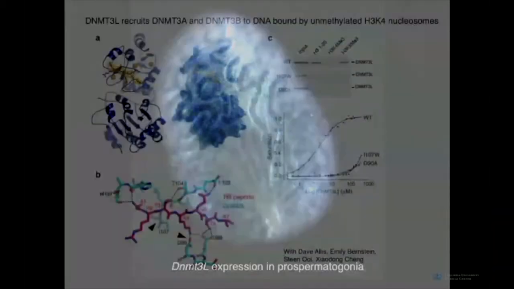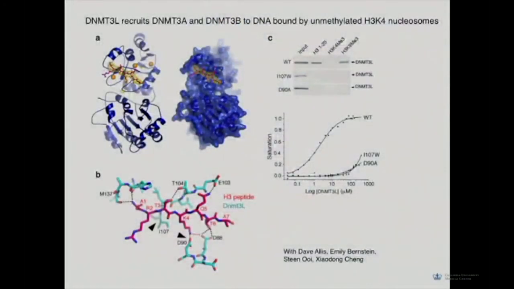And in collaboration with Dave Allis and Jiadong Cheng, we found that DNMT3L specifically binds to histone H3 when it's unmethylated at lysine 4. And there's a very strong negative correlation between nucleosomes containing unmethylated H3K4 and DNA methylation. So a primary determinant of the establishment of methylation patterns in germ cells is the state of histone modifications.